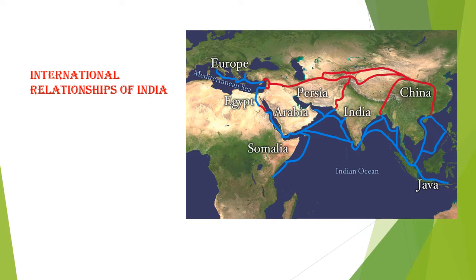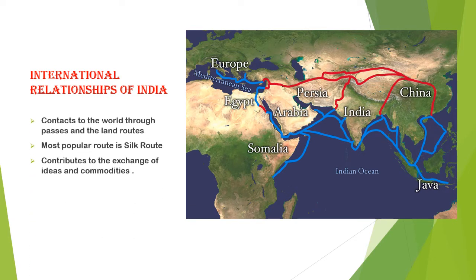International relationships of India. In this topic, we will discuss the relationship of India to different parts of the world and how India used to connect with different parts of the world. What are the different ways? See, children, India's contact with the world has continued through the ages, but the relationship of India through land routes was stronger than through the sea routes, because sea routes were not developed at those times, and people used to transfer goods and commodities through passes and land routes. So India used to contact the world through passes and the land routes.